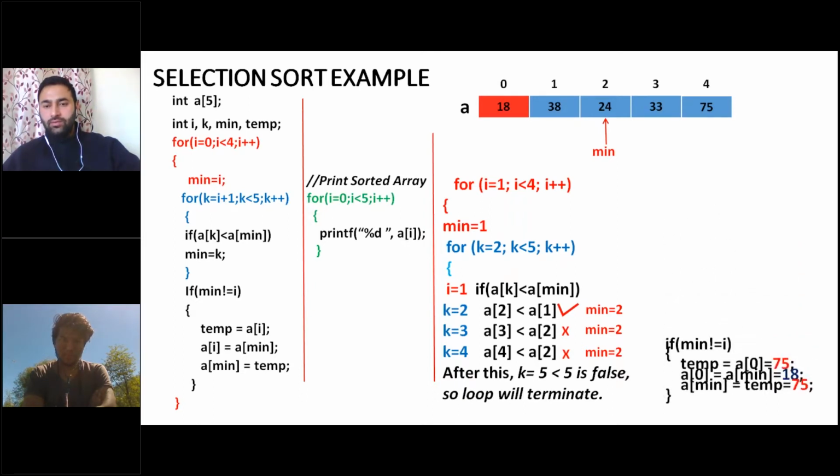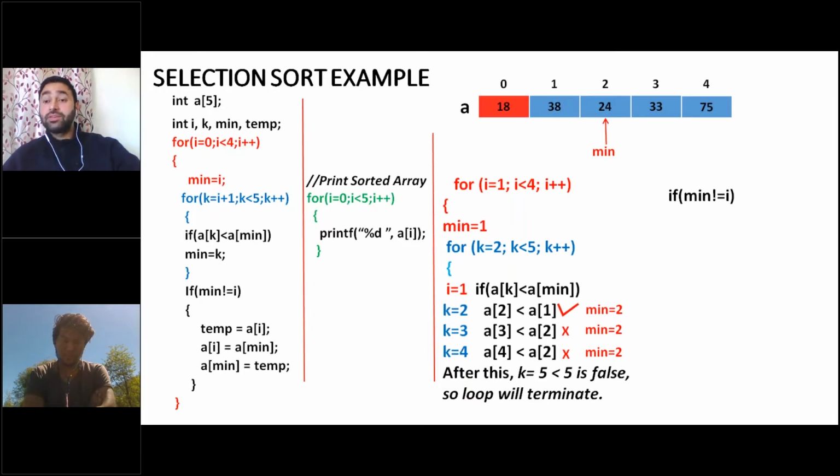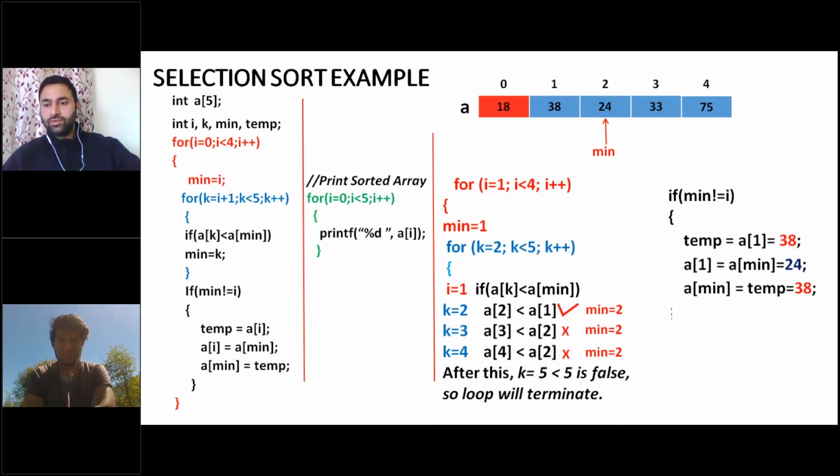And now you have to run the next statement, the if statement. If minimum is not equal to I. So this is again true because now the value of minimum has become 2. What is the value of I? This is 1. So this is true. So again, swapping will happen between these 2 elements, a of 1 and a of 2.